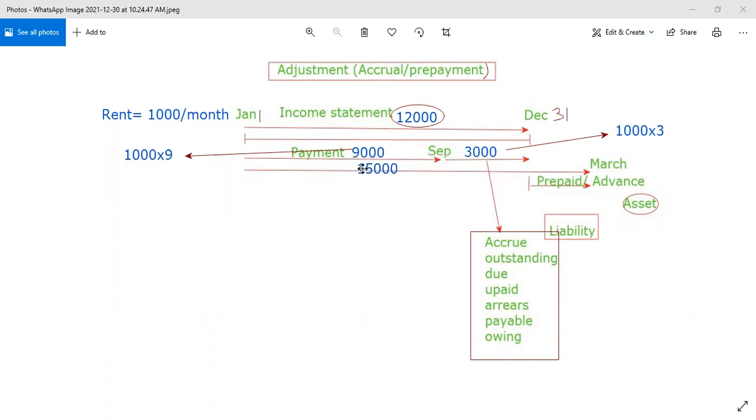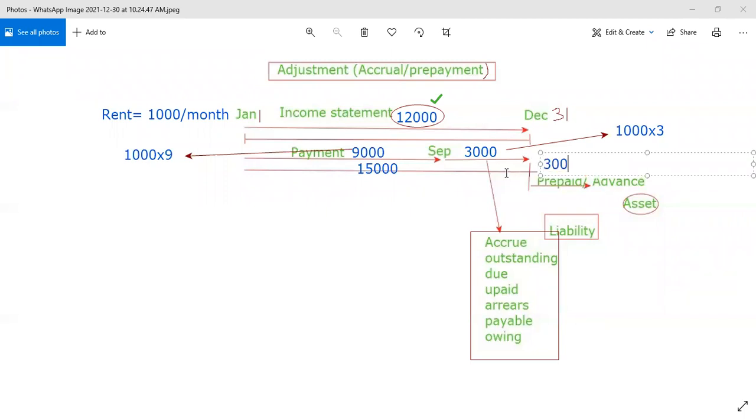Actually, that means you have paid 15,000. At the 15,000, I told you what is your expense for the whole year. That is 12,000. But you have paid 15,000. What does it mean? That means you have paid 3 months extra. So up to here only you have to pay, but you have paid more than that. That is your prepaid.